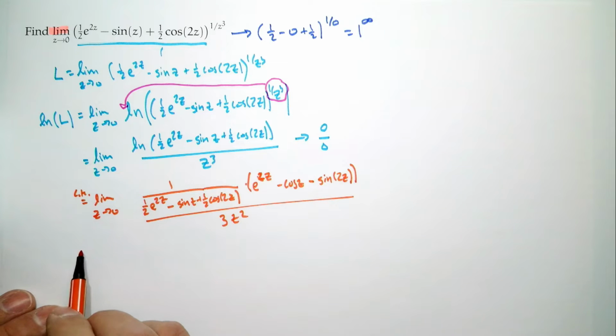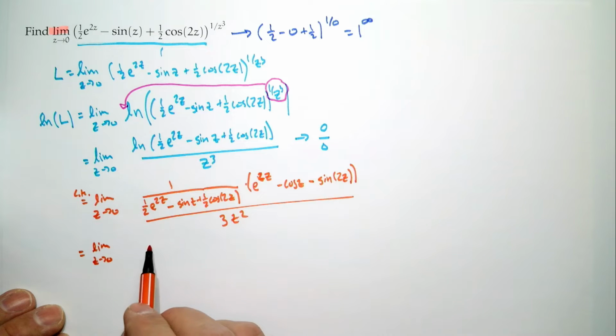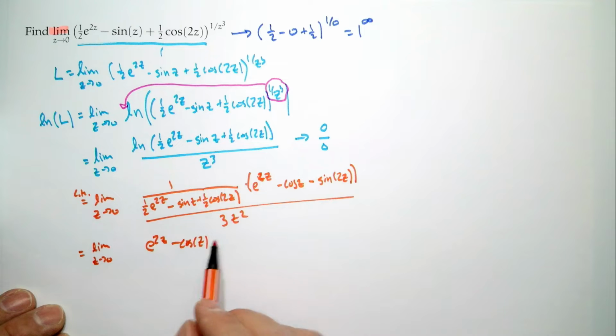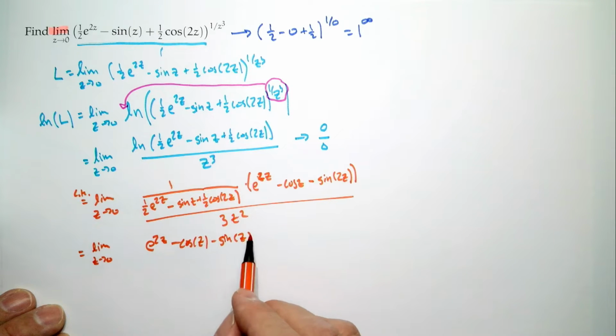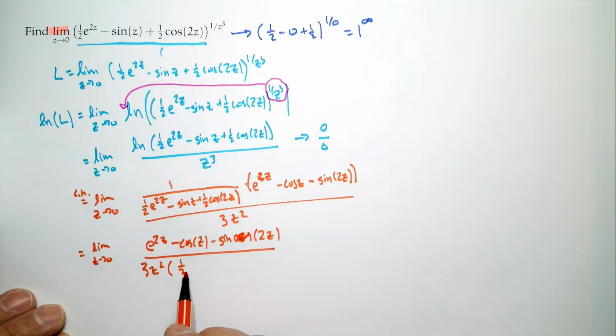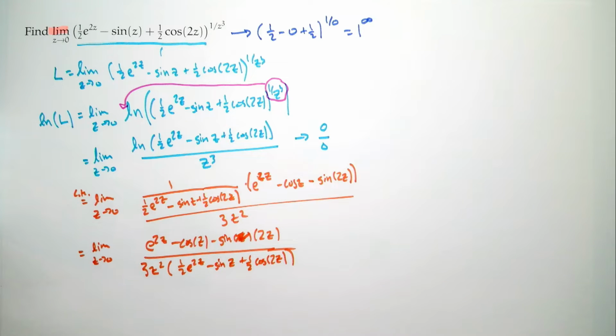Now, I'm going to rewrite this. Limit as z goes to 0. So upstairs, e to the 2z minus cosine of z minus sine of 2z, all divided by 3z squared times this other stuff. I'm just going to write it as 3z squared times this other stuff. I'm not going to multiply it out. I don't have to. It's not a requirement. Okay. So what do we do next?